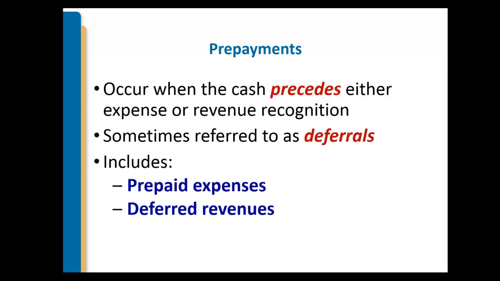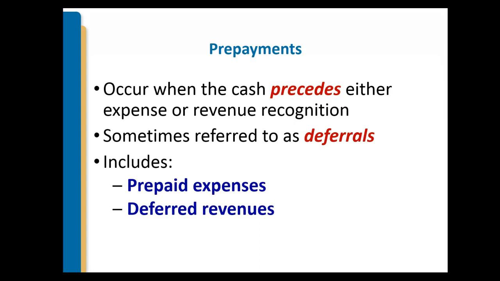Those occur when the cash flow precedes either expense or revenue recognition. Let's say a company buys supplies in one period but uses them in a later period. Another one, prepaid expenses: the cost of assets acquired in one period and expensed in a future period. So payment made by a company for insurance for future periods is an asset to the company that we call prepaid insurance.